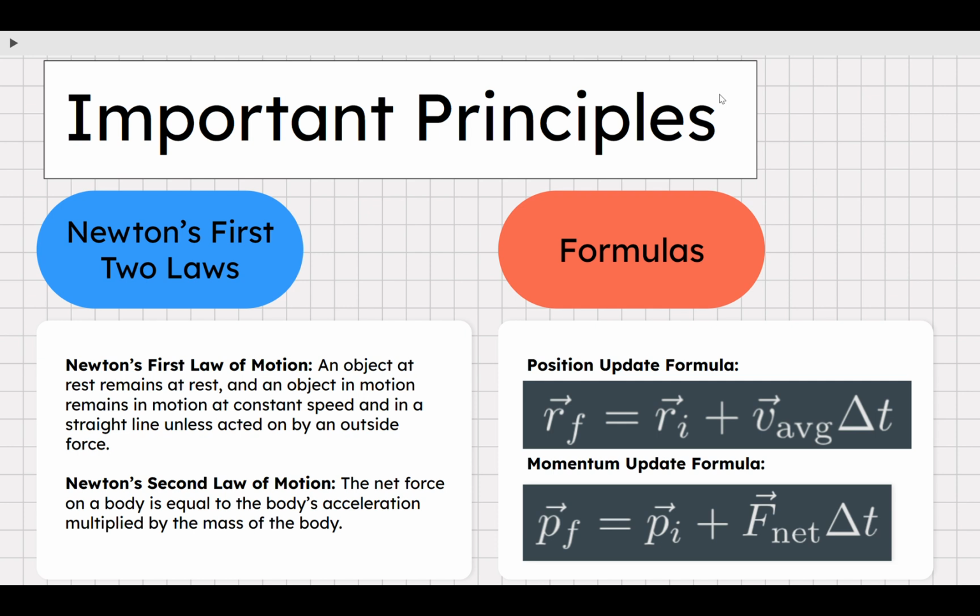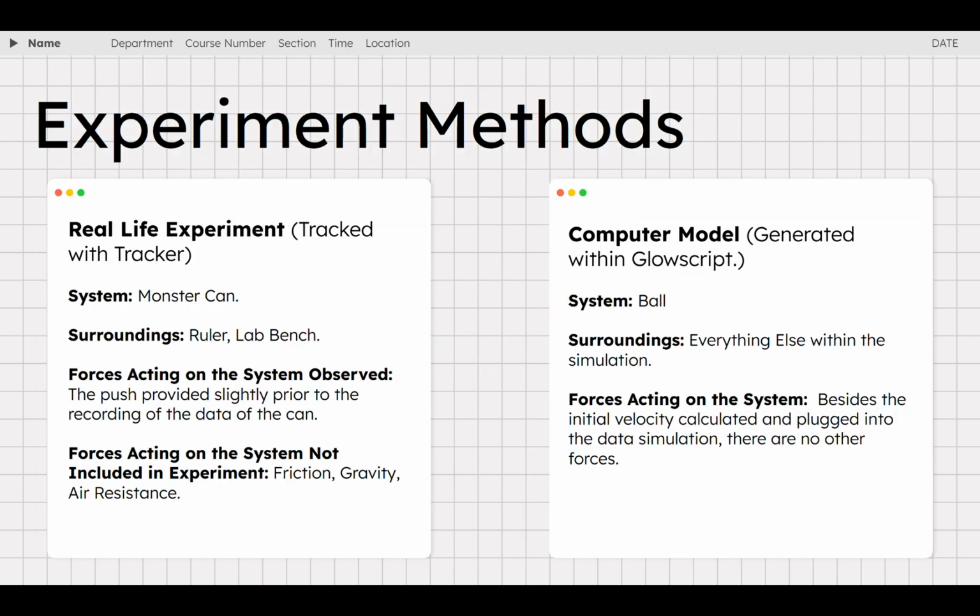So you have a given position, you're going to move it, the velocity times the time, and it's going to update the position. Newton's second law of motion. The net force on a body is equal to the body's acceleration multiplied by the mass of the body. So for this, we're looking at the momentum update formula, which is the same as velocity. So you have some given velocity, and you add to it the force times the time divided by the mass of the object, and that's going to change the speed of the object that much.